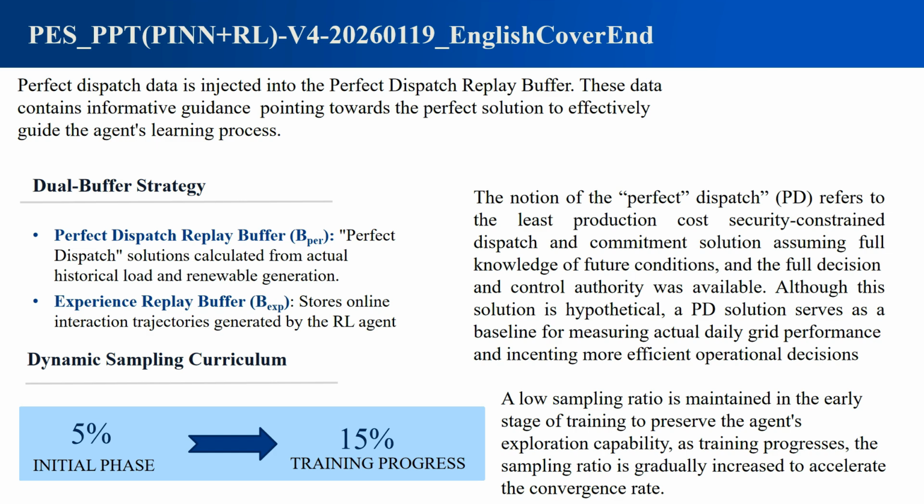The business value is practical. Operators already have historical data, forecast data, and offline optimization tools. The dual buffer design turns those assets into learning guidance without forcing the RL agent to become a passive imitator.